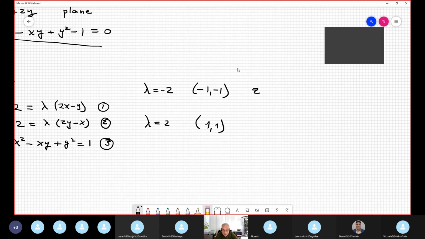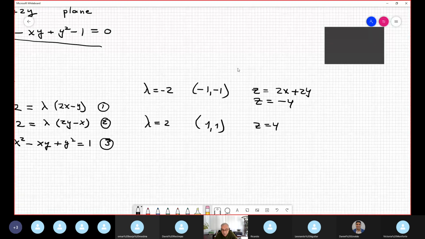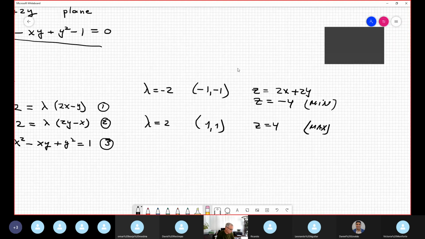Now the z value is equal to 2x plus 2y. So when you plug in (-1, -1), it's obvious that z is -4, and here z is +4. And this is the minimum, and this is the maximum. End of the story. We finish. Okay, let me show you in the GeoGebra simulation that I have for this problem. Do you understand or no? Is it clear or confusing?